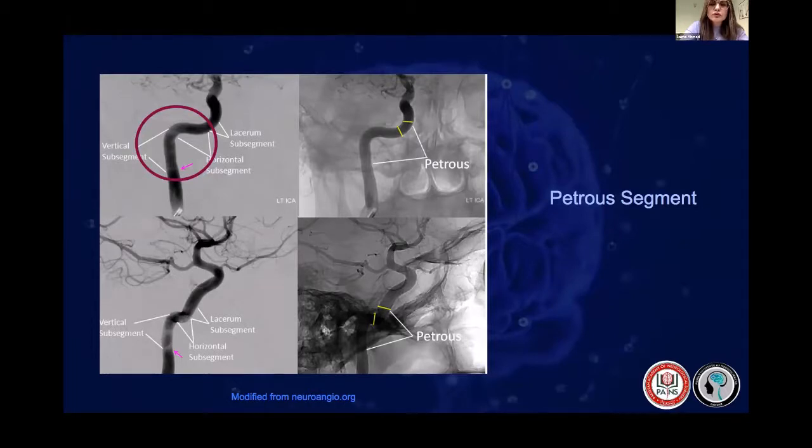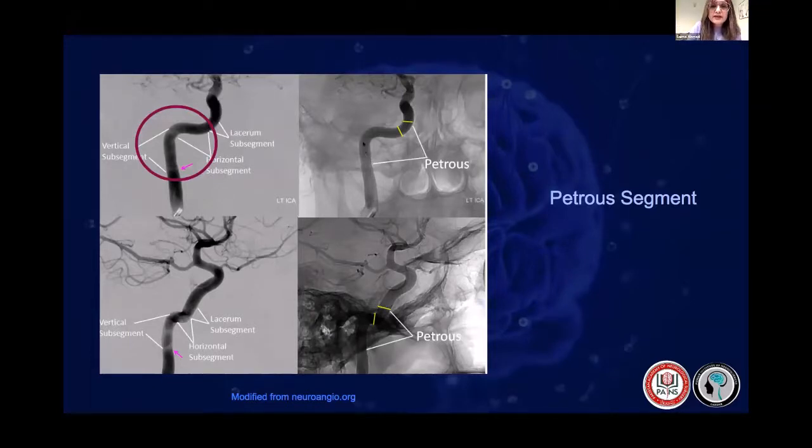Most of the aneurysms are pseudoaneurysms because when a vessel enters from the neck into the bone, there is always a pressure change and a shear stress. So whenever there is some kind of trauma, that results in aneurysms. In my 6 to 7 years of practice here, I have never seen any aneurysm arising from the Petrous segment.